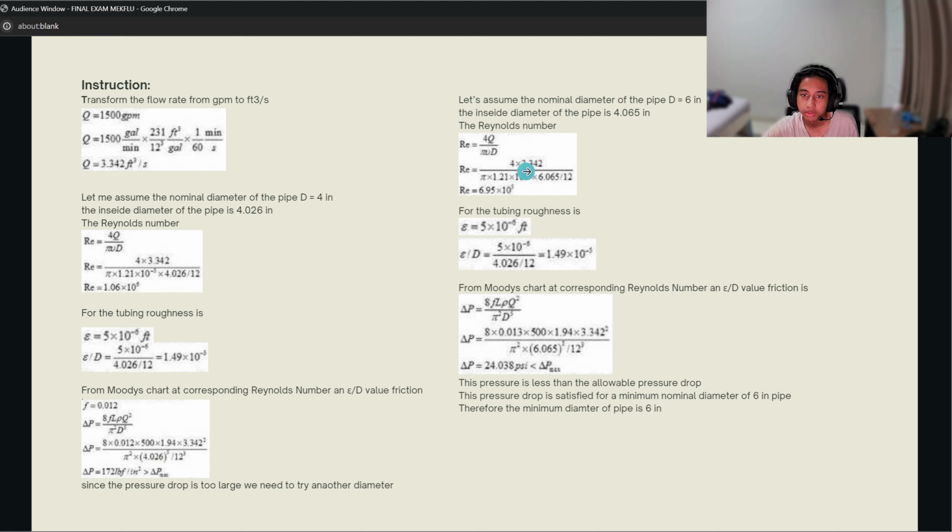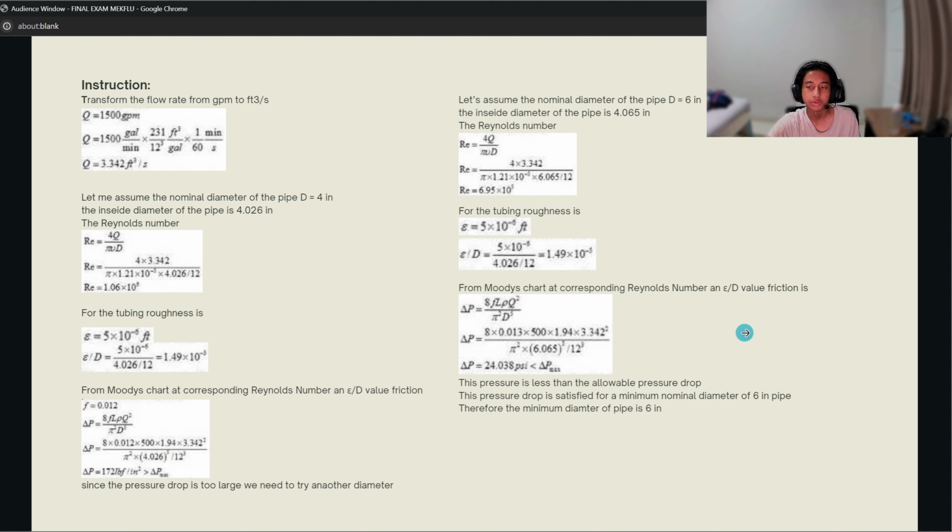In Reynolds number we got about 6.95, and then we search for the tubing roughness, same like this step here, and then we just input it in the pressure drop equation, and then we got the pressure drop is about 24.038, which is less than our allowable pressure drop. The pressure drop is also satisfied for the minimum nominal diameter of a 6-in pipe. Therefore, the conclusion is the minimum diameter of the pipe should be 6 in.